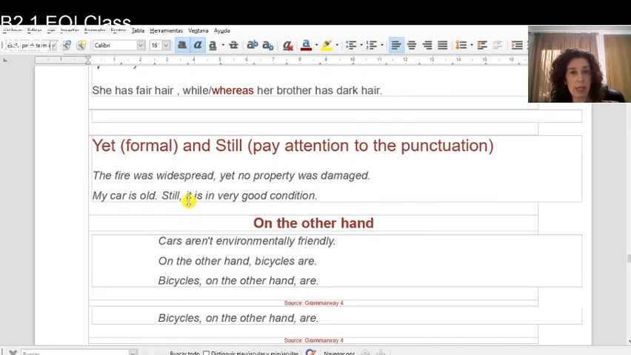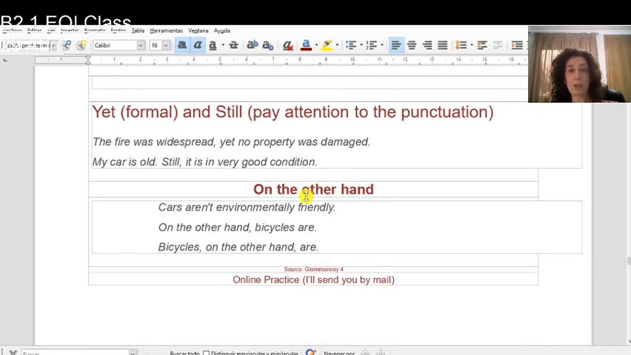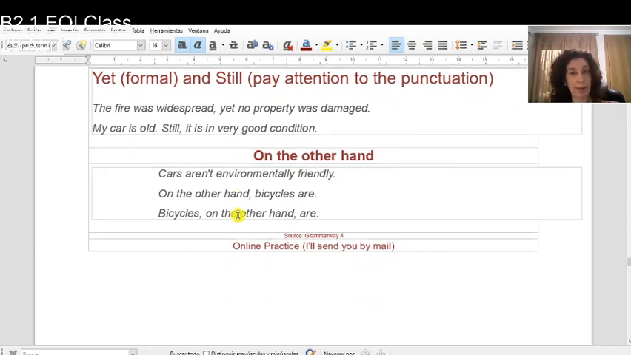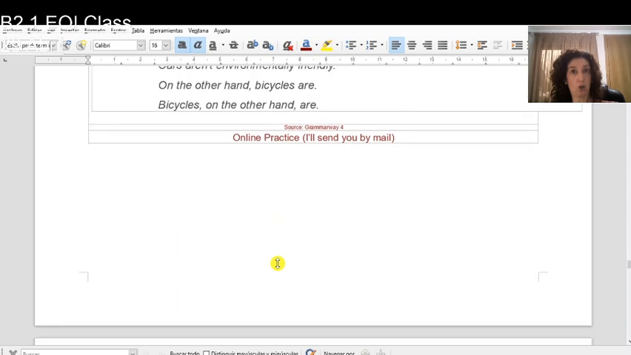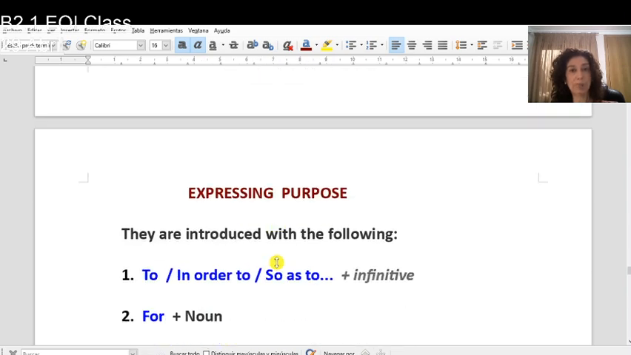Yet and still and on the other hand. Este es, pues os explicaré igual, pero no voy a explicarlo así. Tengo esos apuntes que os enviaré. También os enviaré los ejercicios para que practiquéis en casa.